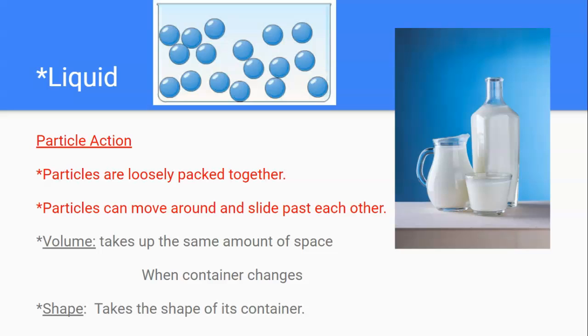Okay, let's talk about liquids now. So in a liquid, the particle action's a little different, right? In this case, the particles are more loosely packed together and they can move around and slide past each other. You can see in this model here, the particles have a little more space between them, right? Some of them are a little closer, some of them are a little further away, but the main thing is they can slip and slide past each other, which is what makes a liquid a liquid.